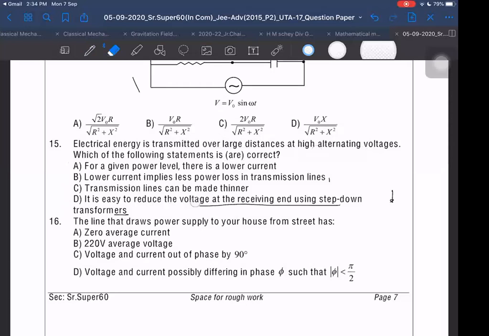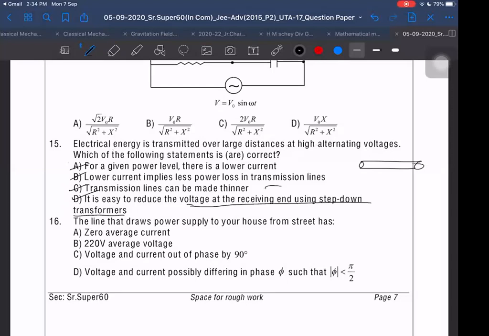But nowadays we know that it is not suitable for us because of many reasons: power losses, and the feasibility and easiness to step it down. So according to me, A, B, C, and D. I thought C also was right because the transmission line could be made somewhat thinner, since I can afford to make the resistance large by making the line thinner. Why can I afford that? Because if power loss is less, then even if resistance becomes large, I don't have an issue.